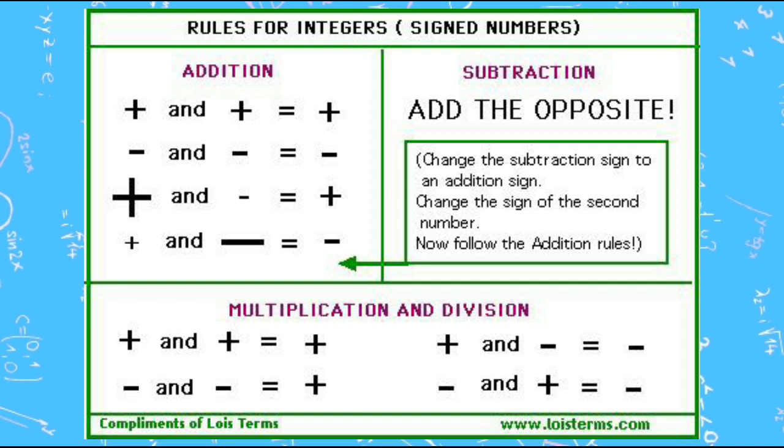Multiplication and division have the same rules. So as you can see, positive and positive is equal to positive. Negative and negative is equal to positive. Positive and negative is equal to negative, and vice versa.